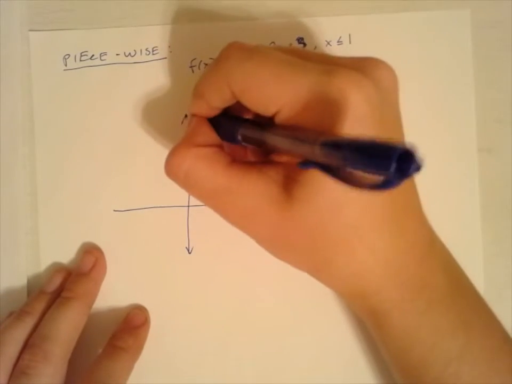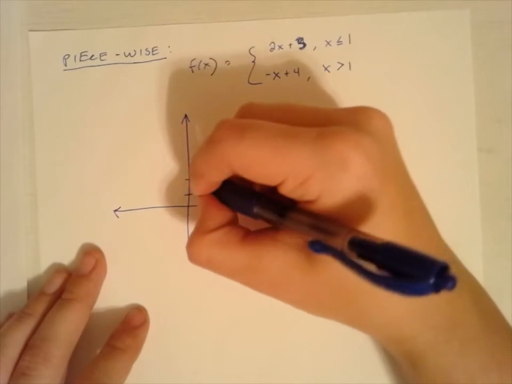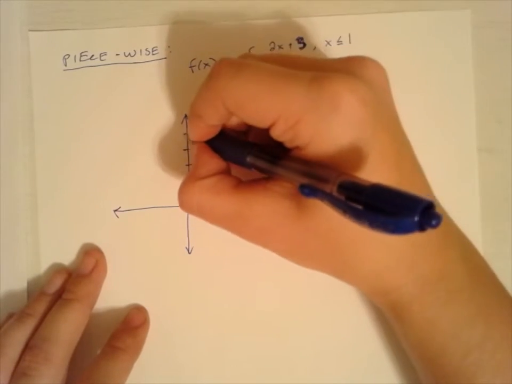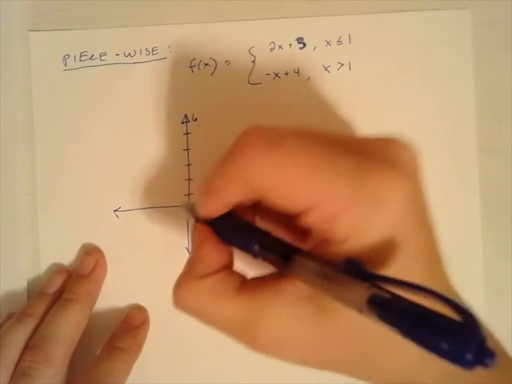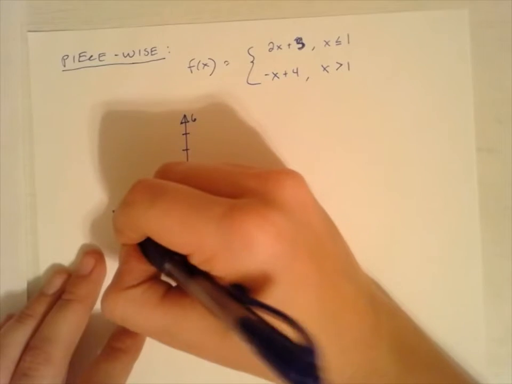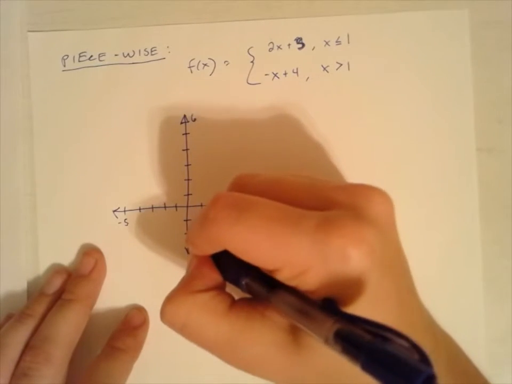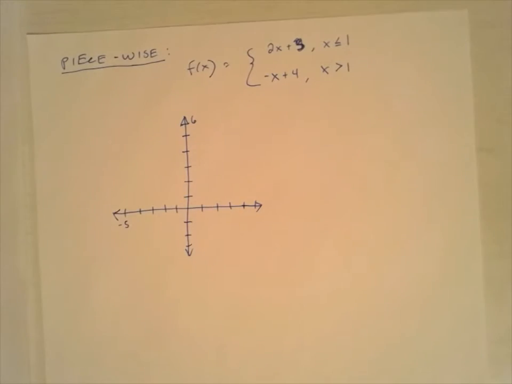Get your coordinate plane going. Let's call this 1, 2, 3, 4, 5, 6 up here. Let's go out 1, 2, 3, 4, 5, negative 5. 1, 2, 3, 4, 5. 1, 2, 3. Okay, beautiful.